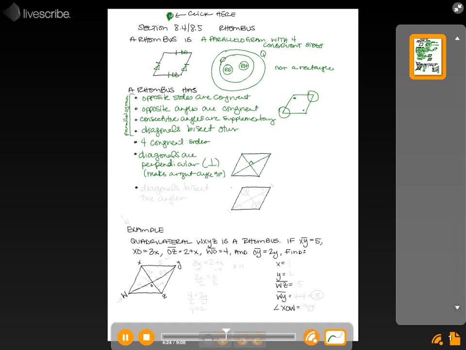Okay? The next one is that the diagonals bisect the angles.